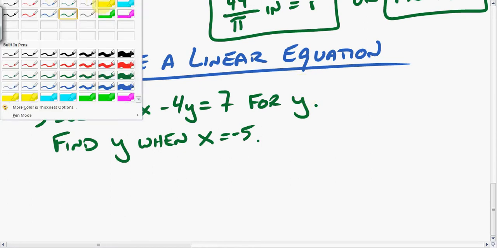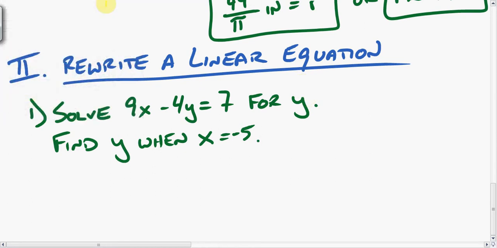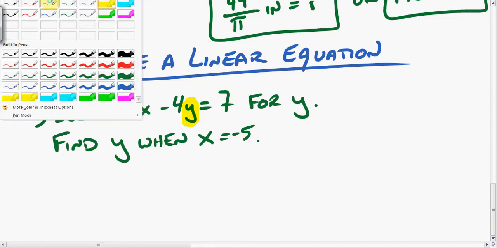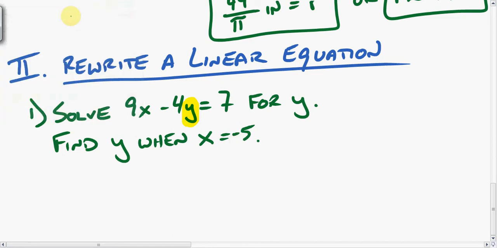Whenever you see solve for a certain variable, essentially what that's saying is get that variable alone. So we want to get this y right here alone, by itself. Then once we do that, we'll be able to find what y equals when x equals negative 5. So let's start just by solving this equation for y.